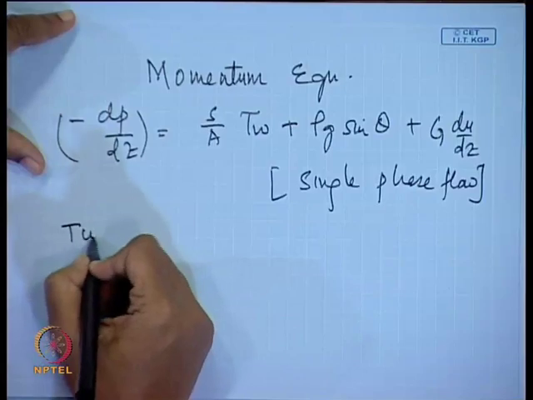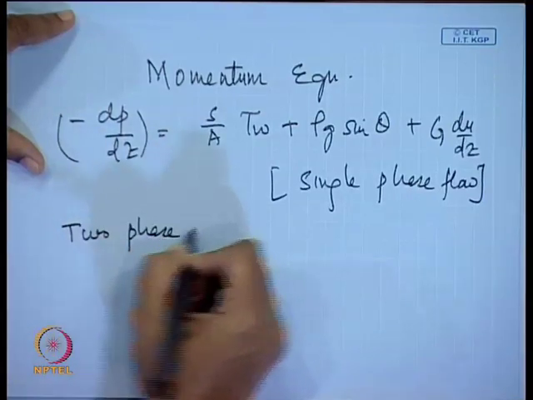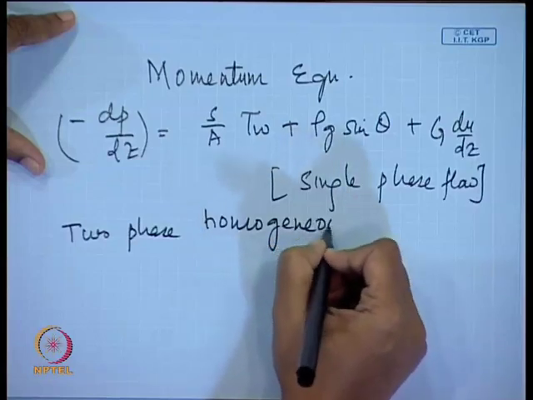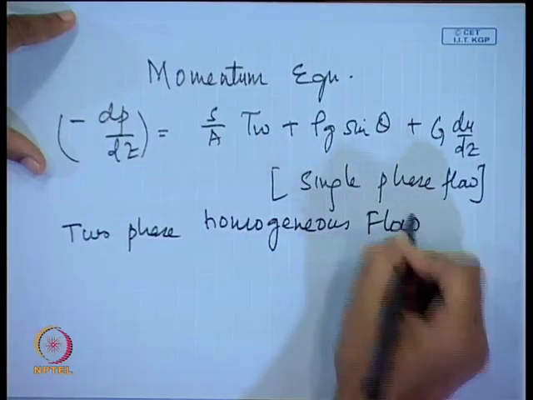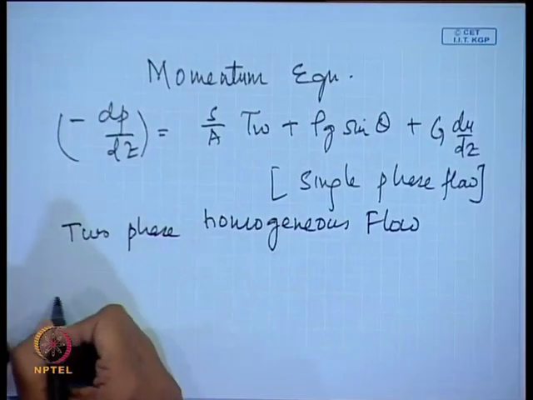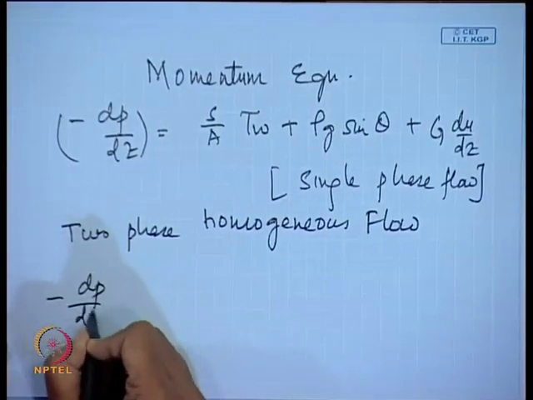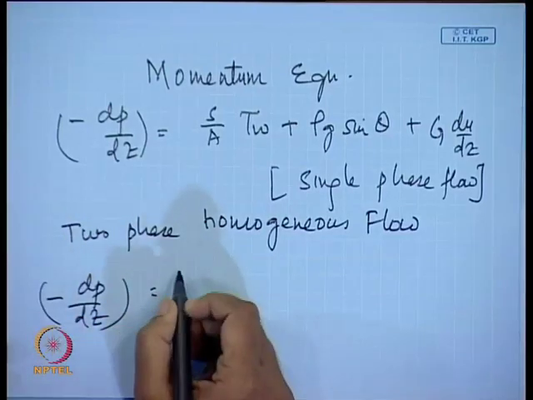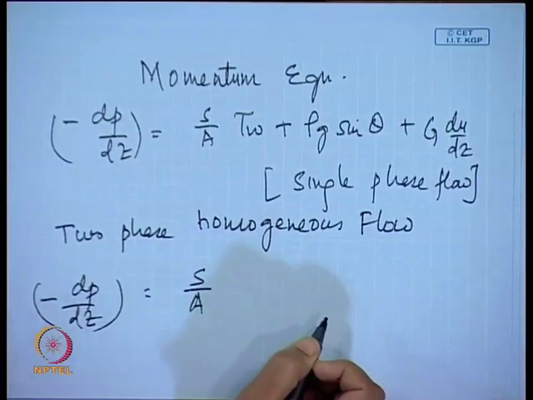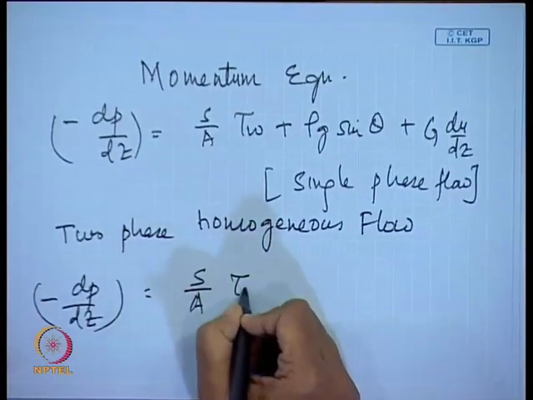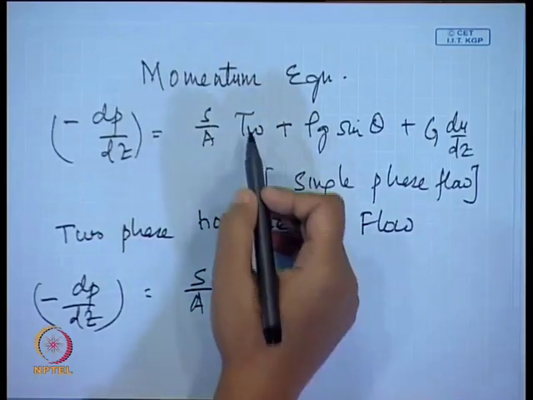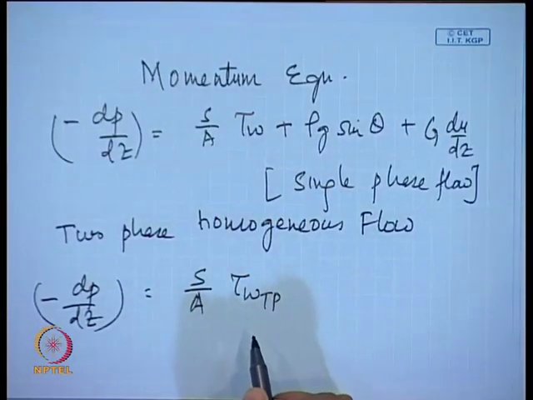Now, for two phase homogeneous flow, what should I write down? Pressure gradient will be equal to wetted perimeter by cross sectional area, that is the pipe, so no problem. This has to be two phase, agreed. Now, we cannot say tau w is equal to tau w two phase.